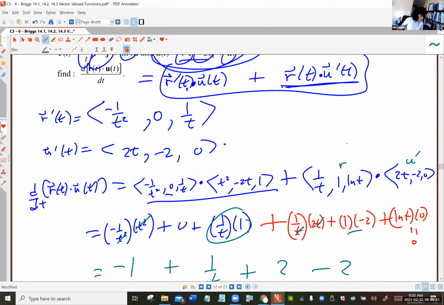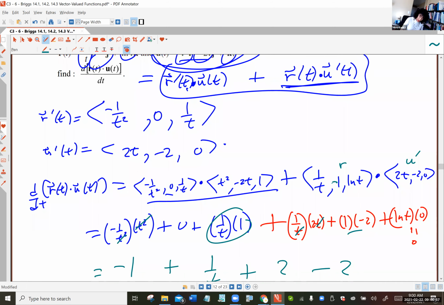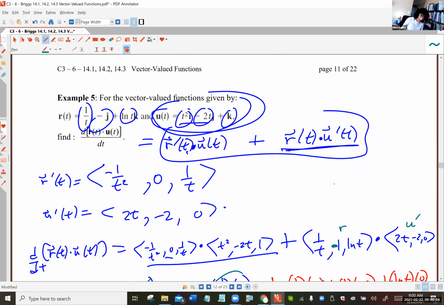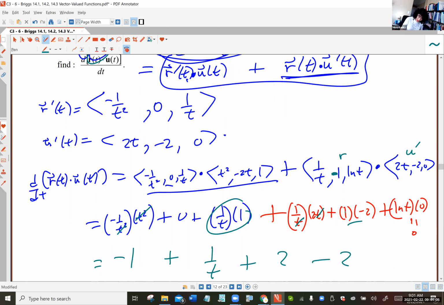That's 2. Oh, I think I did copy down something wrong. This r has a negative 1. They tried to trick me. You see that's a negative 1 component? So that's really a plus 2.